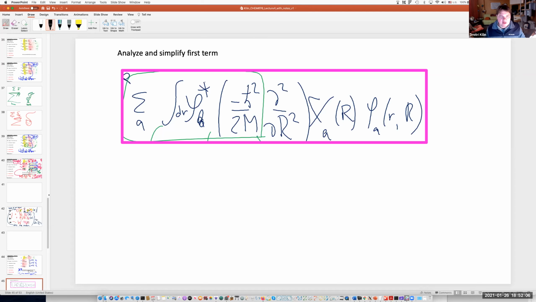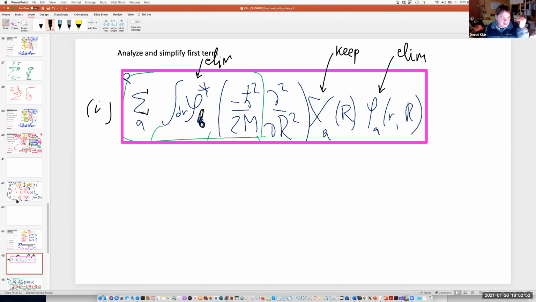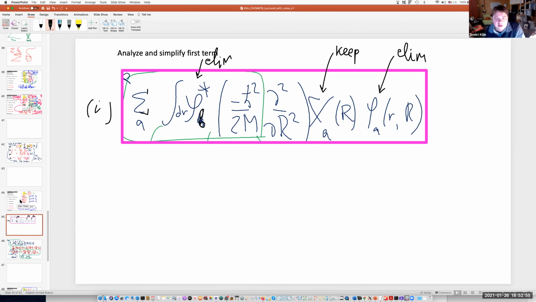Here, I am rewriting this term from line number one once again. So we do have a summation. We do have the electronic wave function with index B that we have contributed for orthogonality. We do have the wave function with index A that we originally had, and we have the nuclear wave function that we want to keep. So we want to keep this, and we really want to eliminate this one and eliminate this one. But before we do so, we may want to take a derivative.